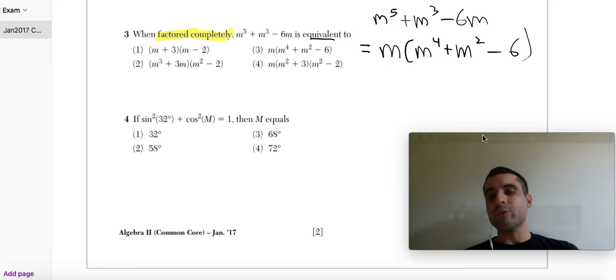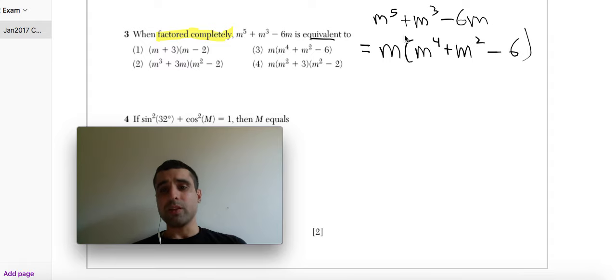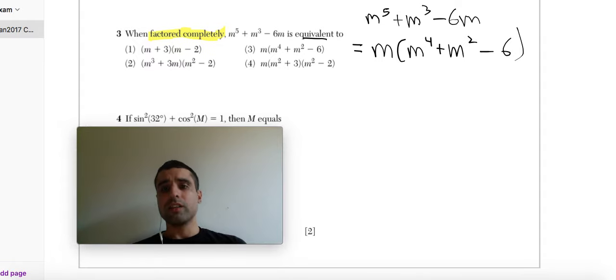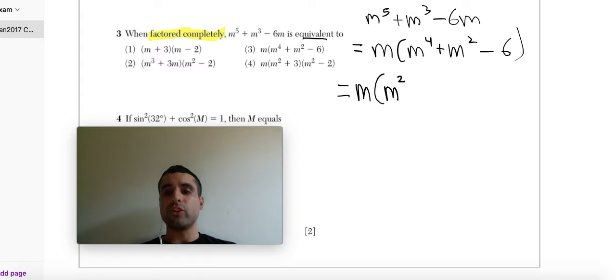Now we're looking at this trinomial, and it's not a regular quadratic. When it starts off raised to the 4th power, m to the 4th plus m squared minus 6, you can factor it the same way you would with a quadratic, but instead of two binomials beginning with m, we'll start with m squared. So we want two factors of negative 6 that also add to the coefficient of m squared, which is positive 1. So 3 minus 2 is 1, and 3 times negative 2 is negative 6. So we have a positive 3 and a negative 2.